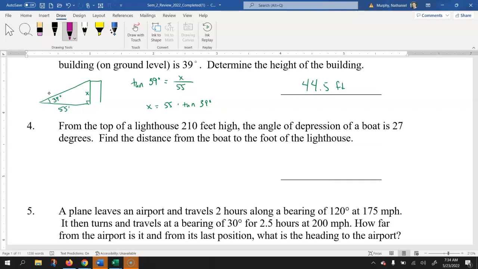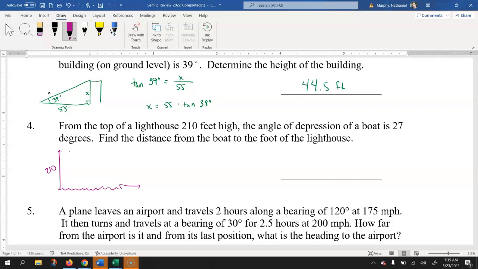All right, so the lighthouse is 210 feet high. Okay, so we'll say this is the top of the lighthouse. So it's 210 feet high. And then we have some water here. Here's a little boat. And it says the angle of depression of a boat is 27 degrees.